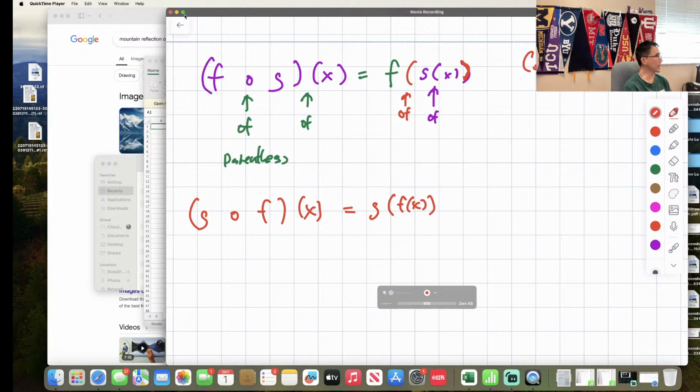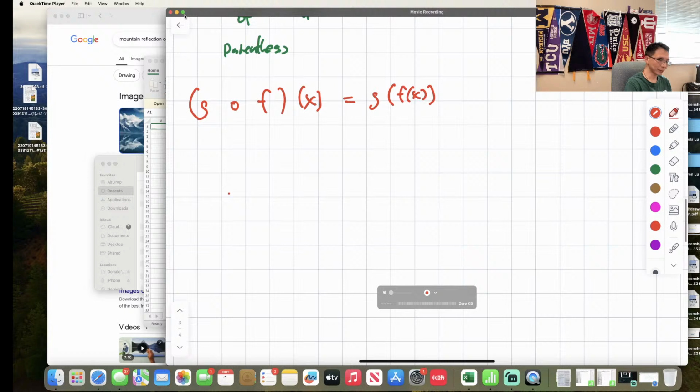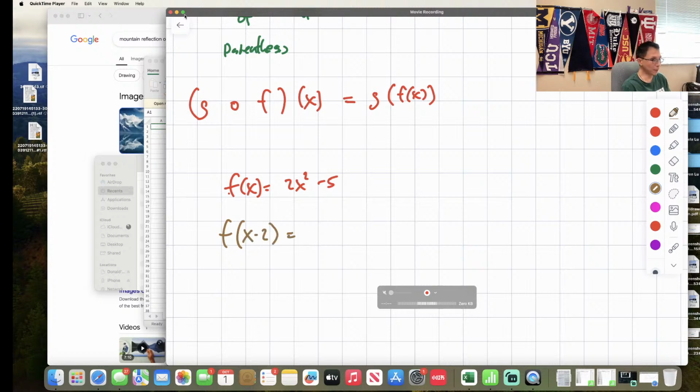Let's start with something easy. So if today I have f of x equal to 2x squared minus 5, I'm going to tell you the second reason why they have function notation. In this case, I say, hey, can you find f of x minus 2? If f of x is equal to 2x squared minus 5, what is f of x minus 2?